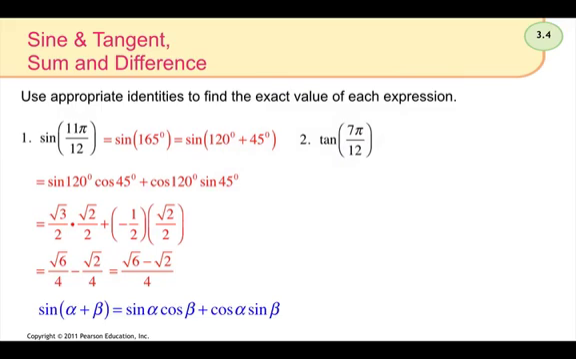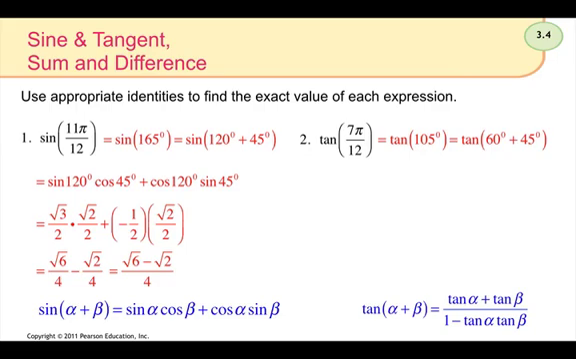So now we need to simplify tangent of 7 pi over 12. Again, this is a radian measure that is not found in the unit circle. First, we change it to degrees, and we get 105. At this point, one of the things that we can do, we can rewrite 105 as 60 plus 45. Then we apply this sum identity for tangent.